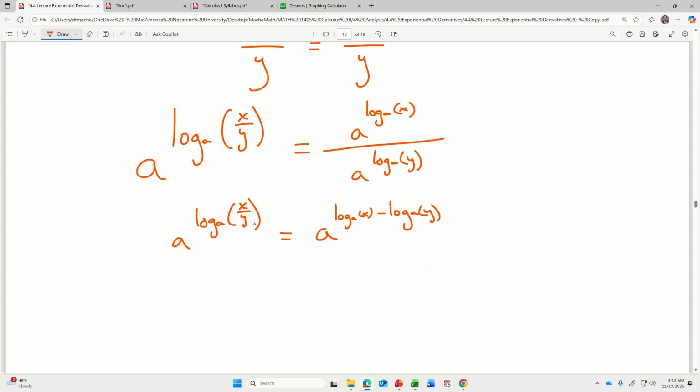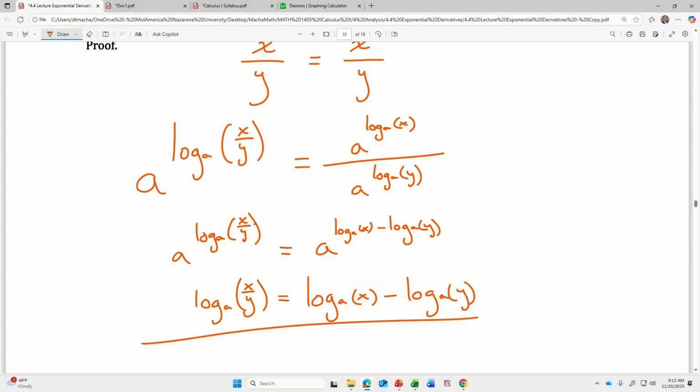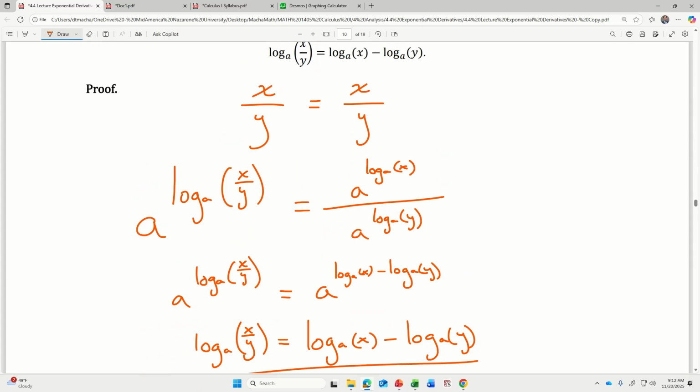And since the left side of the equation should be equal to the right side, and they have the same base, the only way that the left side is always equal to the right side is if the powers are exactly equal to one another. So then we write down our desired logarithm quotient rule. Does that line of reasoning make sense? Okay.